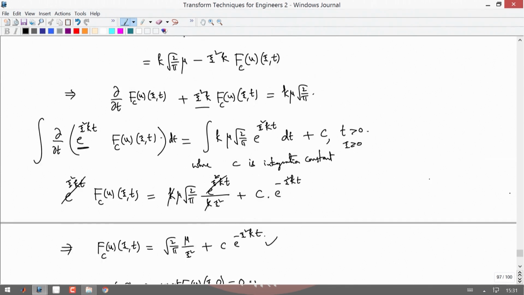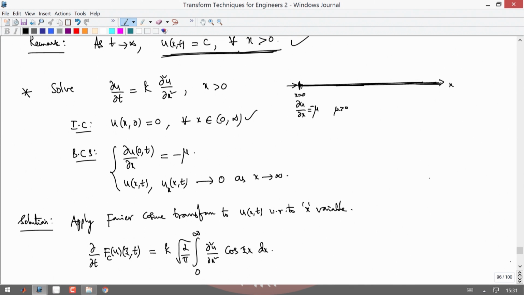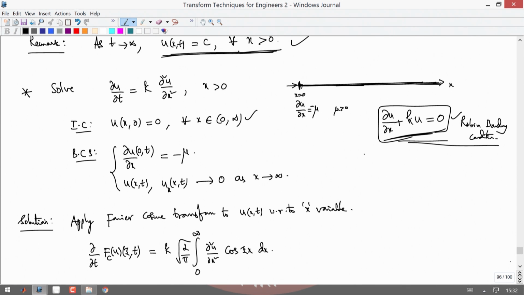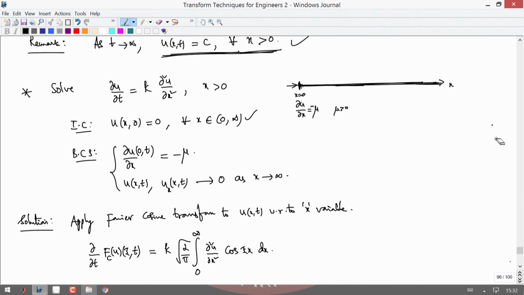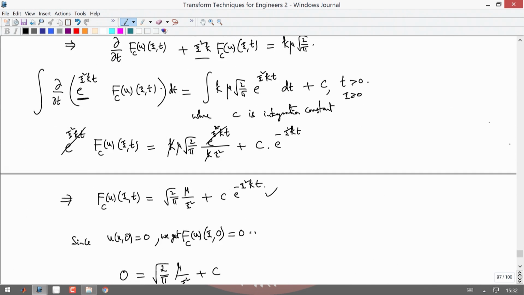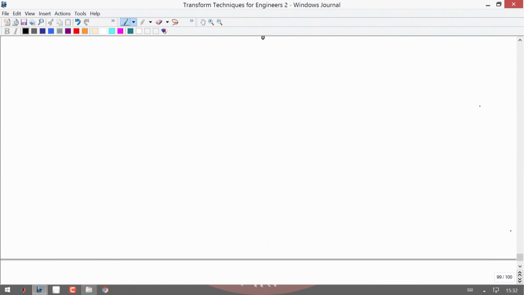If you are given the initial condition as some other thing, or the boundary condition as something else, we cannot use this. For example, dou u by dou x plus some constant h times u equal to 0. This is a mixed condition or Robin boundary condition, and we really do not know how to solve this. We cannot solve it by these methods, we may have to use some other methods. That is a different issue. So, we will not solve this by this method if it is a Robin condition. This is how we solve the heat equation of a semi infinite rod.